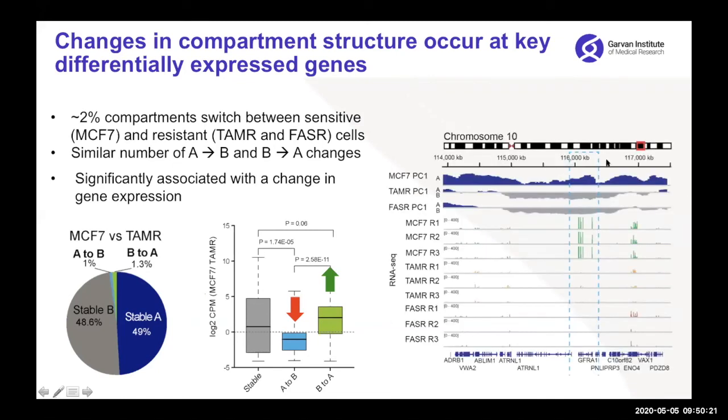So here is a visual example of such a region that changes from active in MCF7 cells, shown here, to inactive B compartment in TAMR and FASR cells. And this change is associated with loss of expression of multiple genes within that region, as shown on the RNA-seq track.